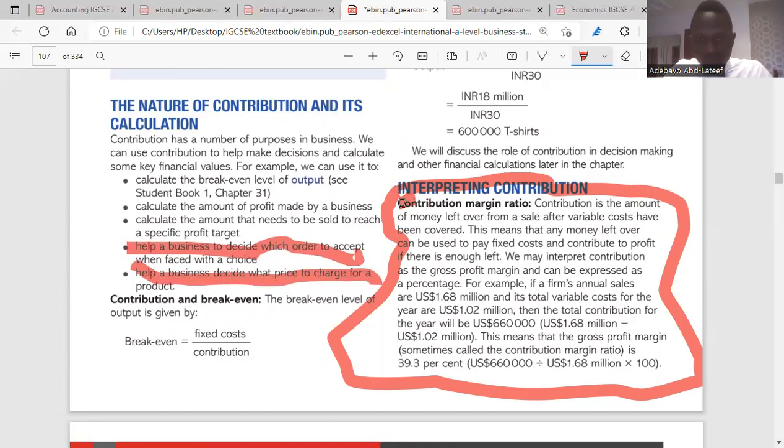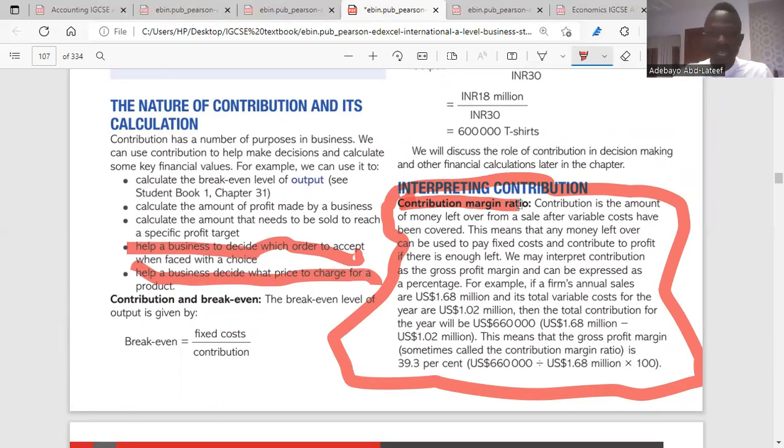When you talk about contribution margin ratio, it's the same as your gross profit margin ratio. Your gross profit ratio means your gross profit divided by your sales, multiplied by 100. So for contribution margin ratio, it will be your total contribution divided by your total revenue, multiplied by 100, because gross profit margin ratio is gross profit divided by your total revenue, multiplied by 100.